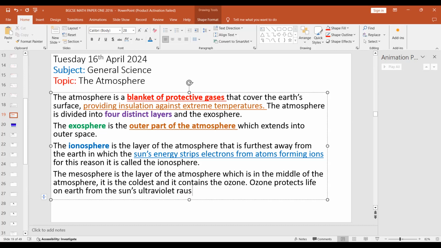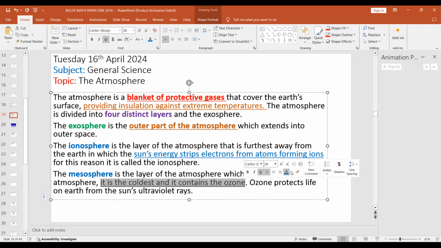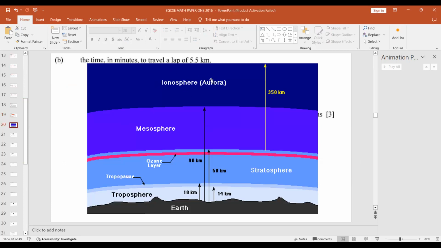So the layer of the atmosphere that contains the ozone is the mesosphere. It's the coldest, and it contains the ozone. That's the mesosphere. And then, let me just show you. So you have the ionosphere, where ions are made. You have the mesosphere, in which you have the ozone layer, and then you have the stratosphere.